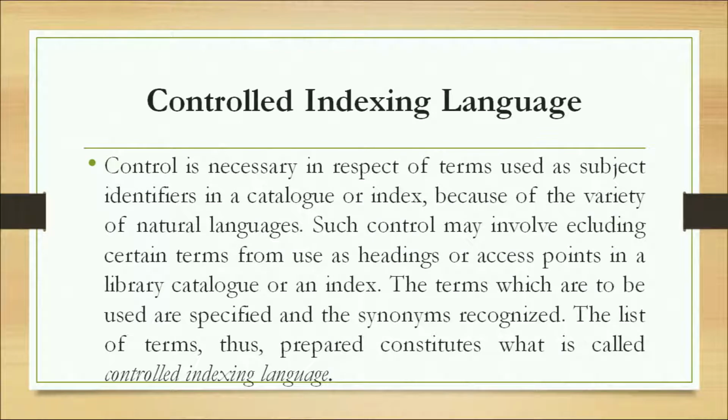Control, as you know learners, is necessary in respect of terms used as subject identifiers in a catalog or index because of the variety of natural languages. Such control may involve excluding certain terms from use as headings or access points in a library catalog or in an index. The terms which are to be used are specified and synonyms are recognized. The list of terms thus prepared constitutes and is called controlled indexing language.